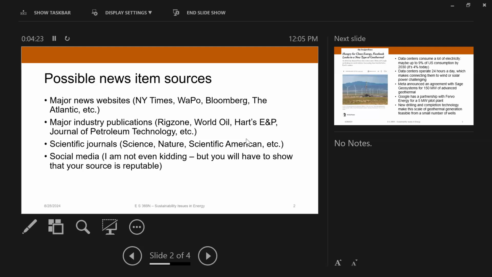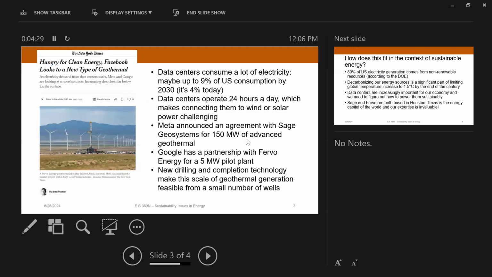Okay, so with that being said, let me show you an example here. So here's Daigle's news item for August 28th. I just found this in the New York Times the other day, and it's an article called "Hungry for Clean Energy, Facebook Looks to a New Type of Geothermal." In this story, it's talking about how a lot of the tech companies now are looking to use lower carbon sources of energy specifically to power data centers, okay?